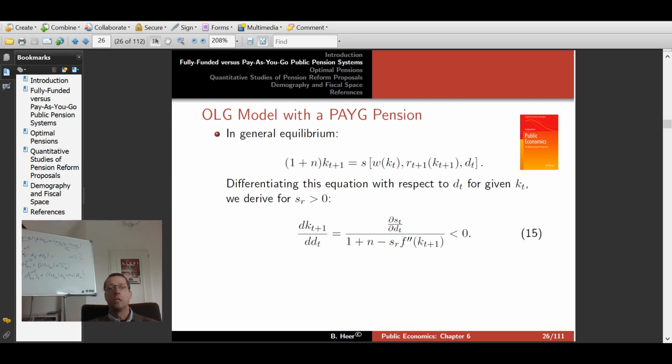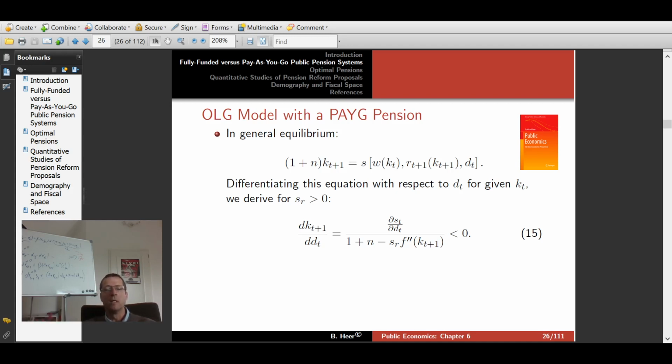Now we also have to look at the general equilibrium, and now we consider the effects that, of course, wages and interest rates adjust if our savings decision is affected. Now our equilibrium condition in the pay-as-you-go pension system is given by the first equation on slide 26. So it's 1 plus n times Kt+1 is equal to savings. So notice that now with the pay-as-you-go pension system, the right-hand side is no longer S plus D, but it's simply S, because D is not saved, it's not invested in the capital market by the government, but it's transferred to the present retirees who consume it.